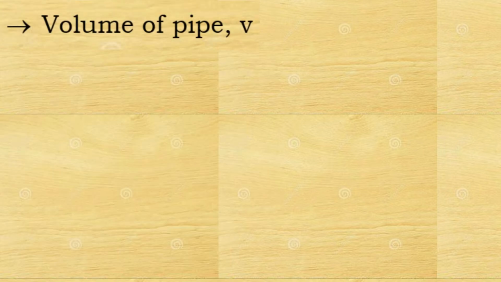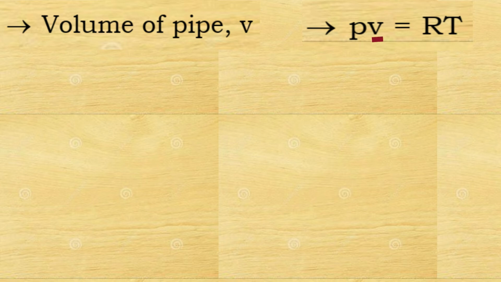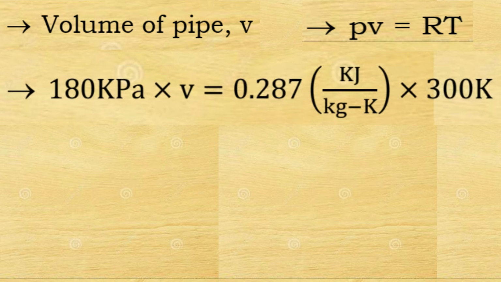We will use the formula PV is equal to RT, where P is pressure, V is volume, R is gas constant and T is temperature. So in this formula, we know the values of P, R and T. So we will substitute the values. We get 180 kilopascal into small v is equal to 0.287 kilojoule per kg Kelvin into 300 Kelvin.